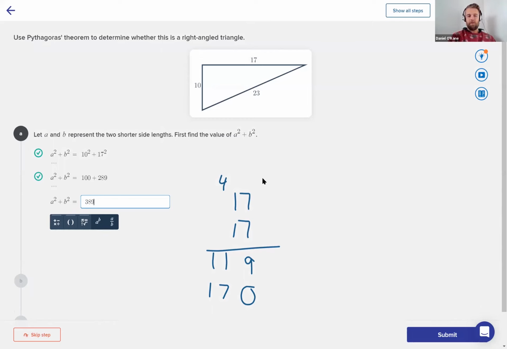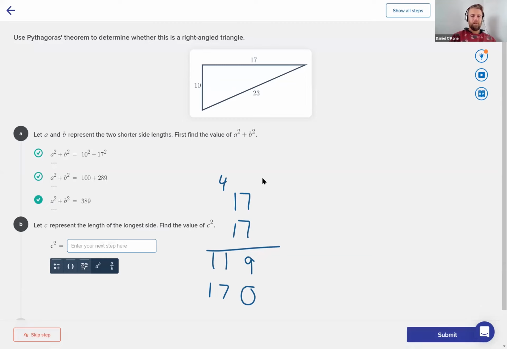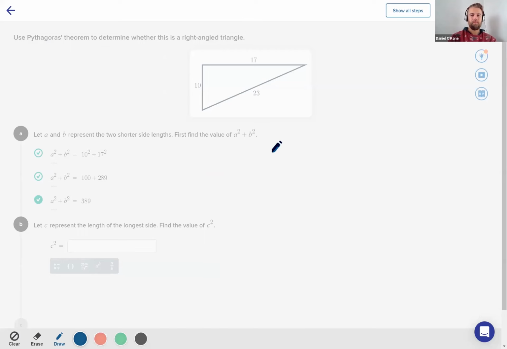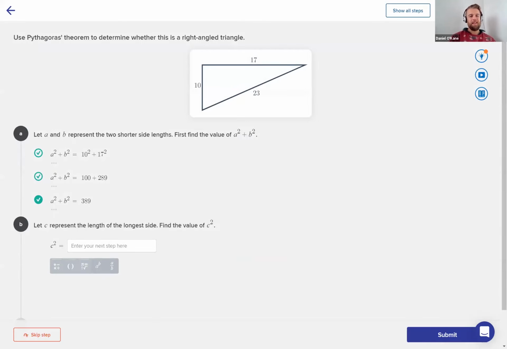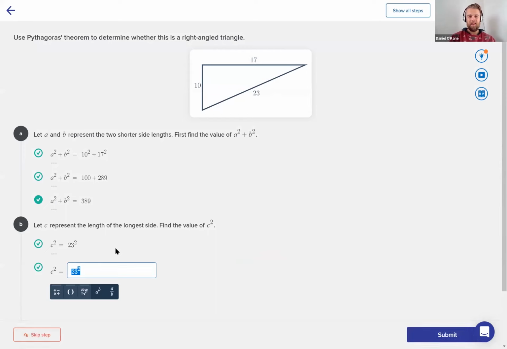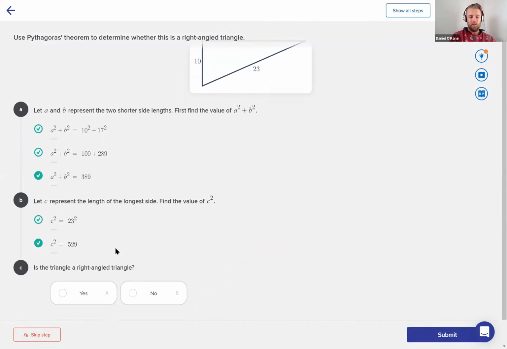Thank you, everyone, for correcting us. That 17 squared is not 189, it's 289. So then adding those, you get 389. And then in the next question, it asks us to find the value of C squared. So that longer side length, when you square it, 23 squared, a few people are telling me the answer is 529. Let's double check that. Correct. Very good.